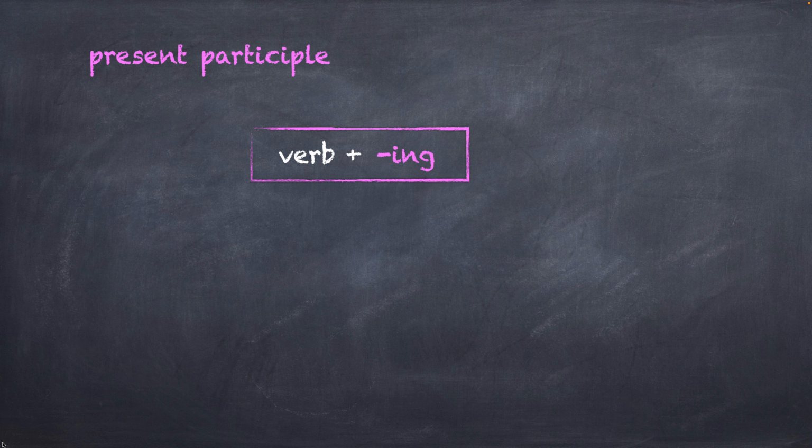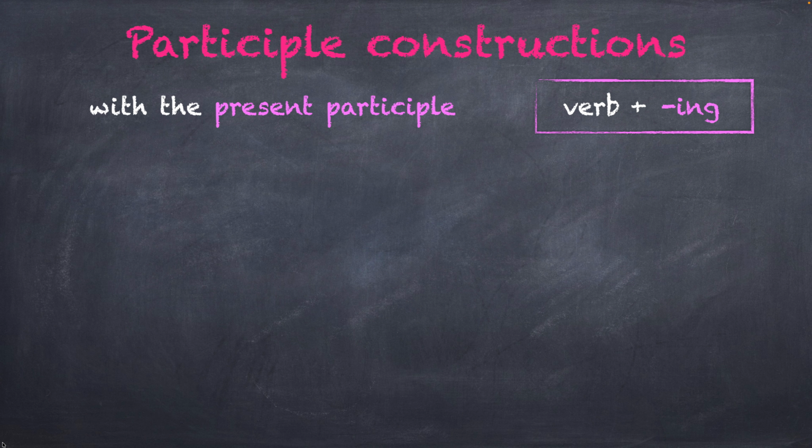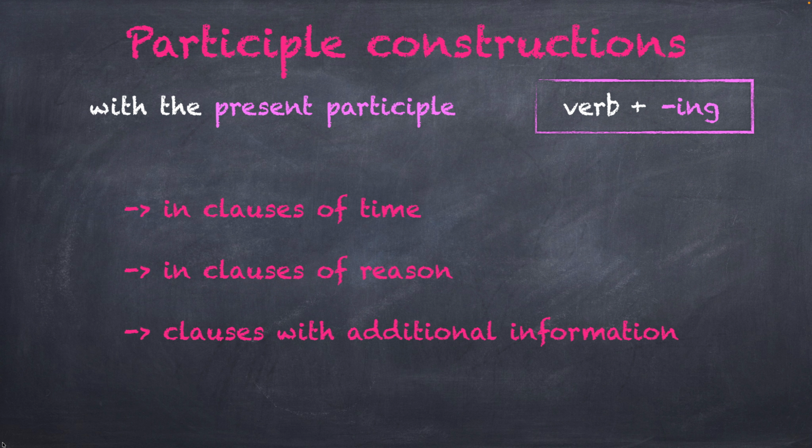So like when you have a verb like go, it's going, have, it's having without the silent e, and dry is drying. So going, having, and drying are present participles. And this is what I want to talk about today, the participle constructions with the present participle. There are three situations when you use a participle construction with the present participle. The first one is in clauses of time, the second in clauses of reason, and the third in clauses with additional information. We're going to look at an example for each.